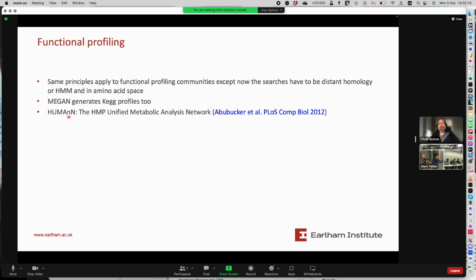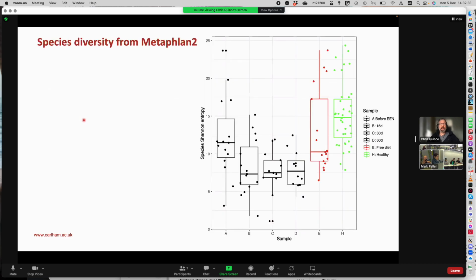Another choice for doing functional profiling is HUMAnN. In actual fact, we might be Luddites, but we don't tend to use any of these pipelines. We just map onto a functional database and integrate the information ourselves. And I don't think there's any obviously better way of doing things than that.